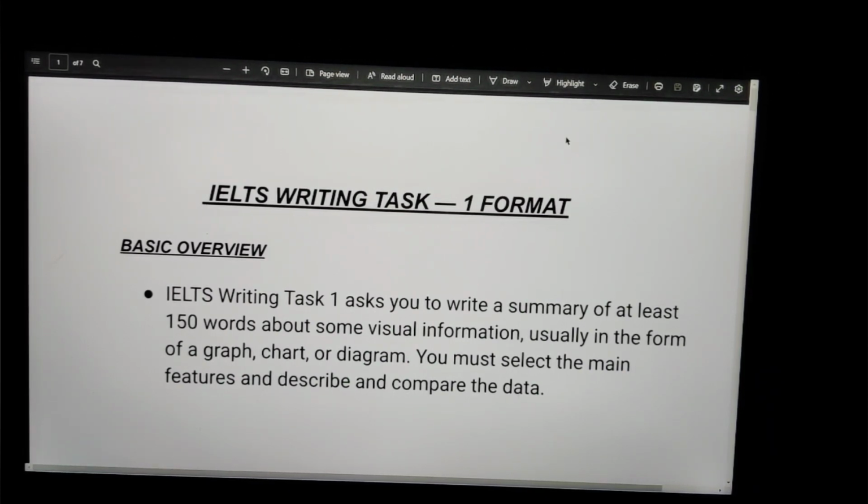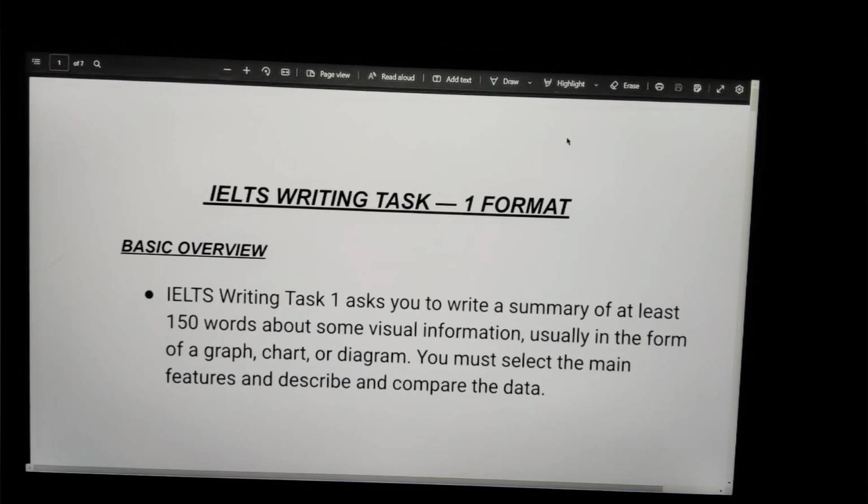The word limit can be exceeded, but it cannot be less. If the word count is less, then you definitely lose some marks there. So this video will be based upon IELTS writing task 1, the do's and don'ts, and many tips and tricks.